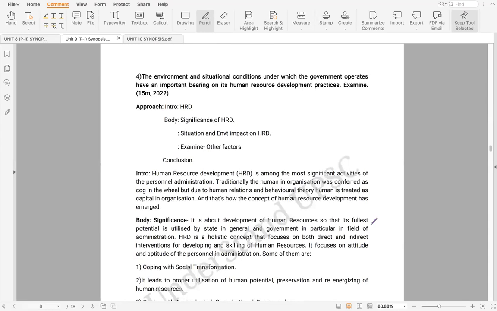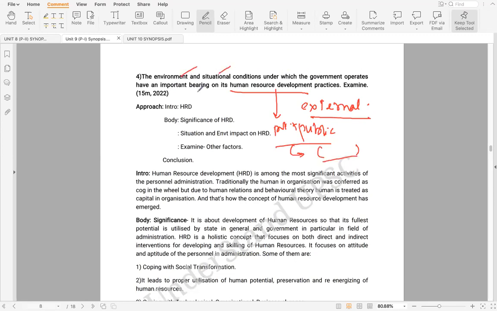Next: the environment and situational conditions under which the government operates have an important bearing on its HRD practices; examine. So we have to basically link how the external environment influences the human resource development practices. Try to also make it specific: HRD is overall private plus public, but in the context of India, in specificity, try to mention Indian administration examples, right? You have to examine: introduction about HRD, body about the significance of HRD, tell us about how situation and environment impact HRD, and then examine the other factors and conclude.